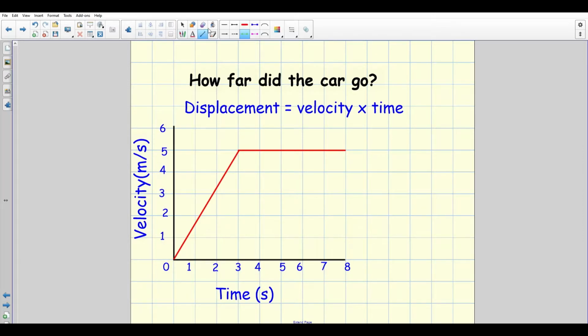A different way of doing it is to split this into 2 shapes that you can recognize. So I've got a rectangle or a square here and a triangle here as well. Now the height of both of these is going to be 5 meters per second. The length of the rectangle is from 3 to 8, so it's 1, 2, 3, 4, 5 seconds, and the triangle is 3 seconds, 0 to 3. So to find out the area of this rectangle here, we're going to do the 5 meters per second times 5 seconds.